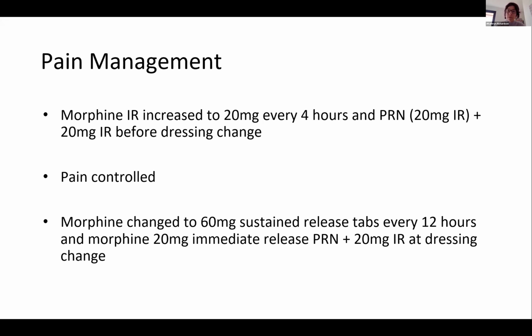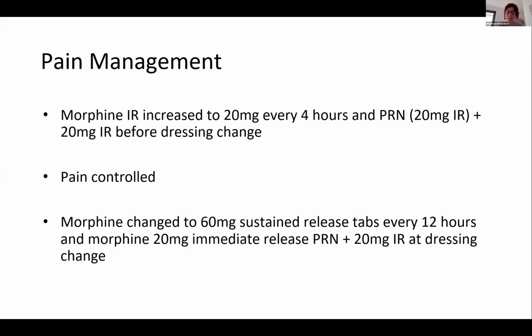And when we increase the regular dose, we need to also increase the PRN dose as well. Okay, so we increase the PRN dose also to 20 milligrams, as well as the dose before the dressing change as well. And actually with this, he reported his pain was controlled. And at this point, just to stop him having to take the medication every 4 hours, we changed him.